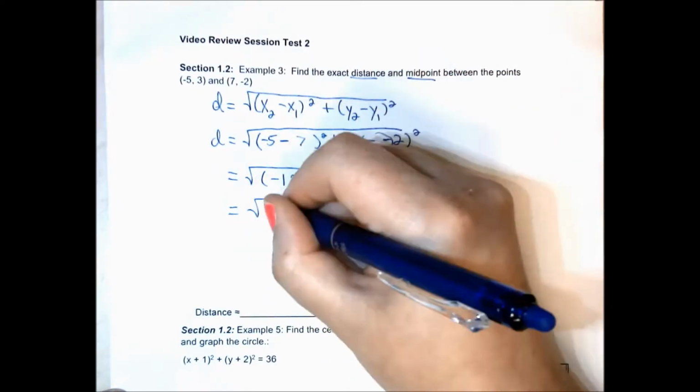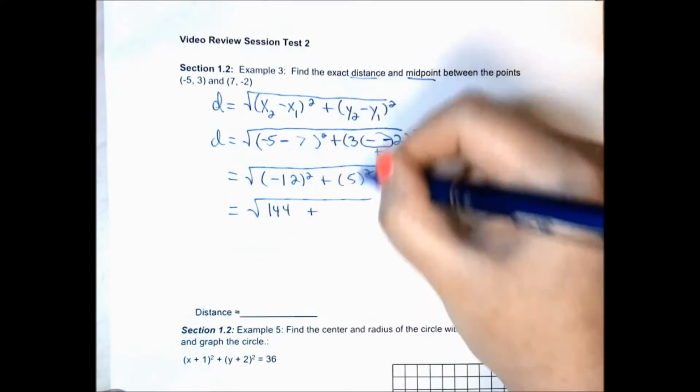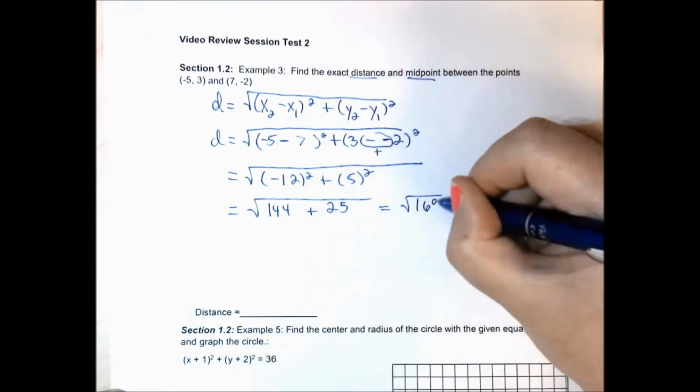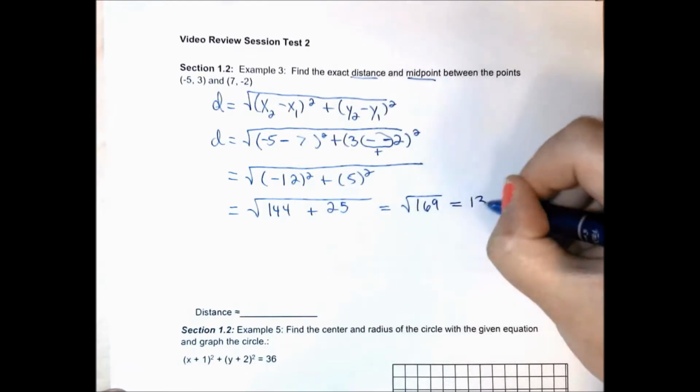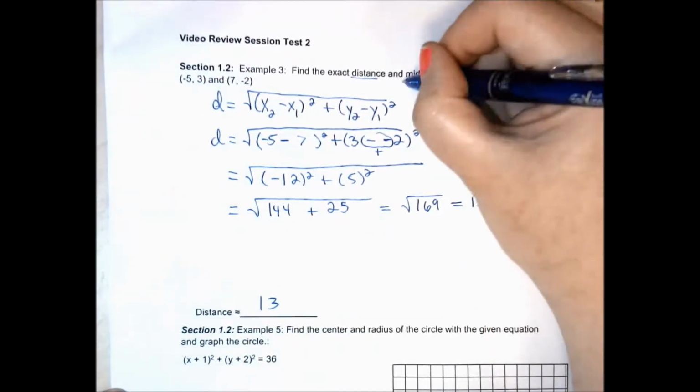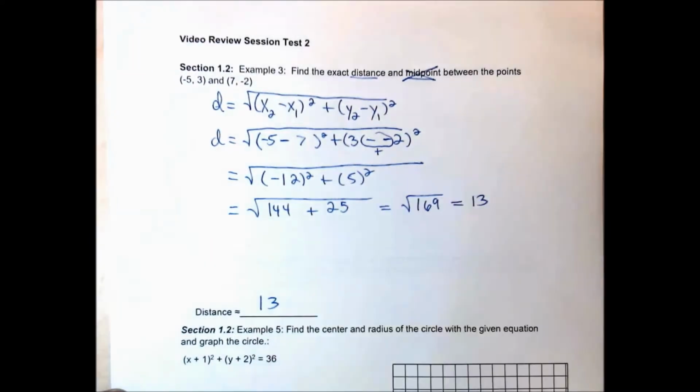12 squared is 144. 5 squared is 25. We end up with the square root of 169, which is 13. Notice there's no blank for midpoint. I'm going to save you one equation you don't need to know for this test. But you do need to know the distance formula.